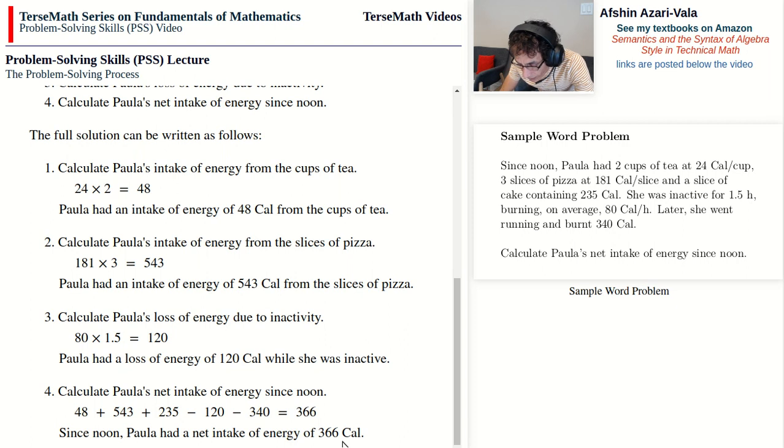Again, I would like to bring your attention to the fact that the opening statement in every step names the quantity whose value should be computed. Okay, so this is the step-by-step solution to this problem.